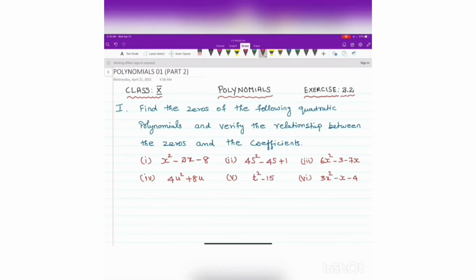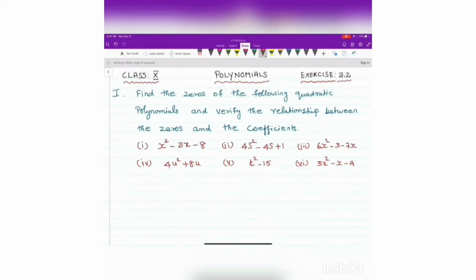In this exercise, all the questions are based on the concepts we have learnt in our previous session. In today's session, I will be touching upon only two concepts. The first concept is how to find the zeros of the given quadratic polynomials. And the second concept is how to verify the relationship between the zeros and the coefficients. Here we go. The first question goes like this.